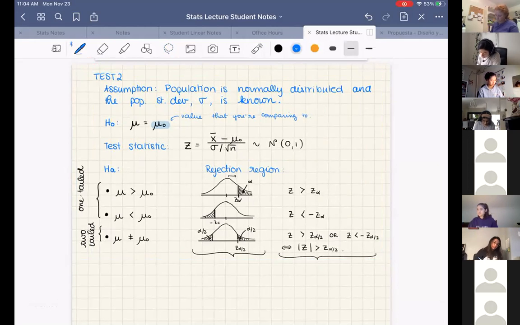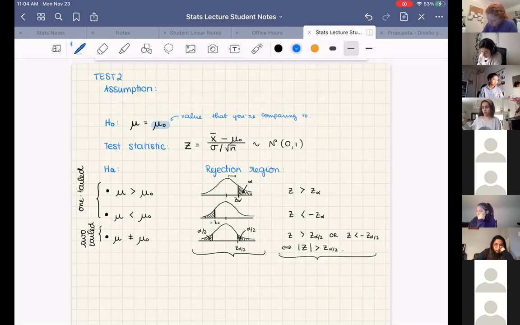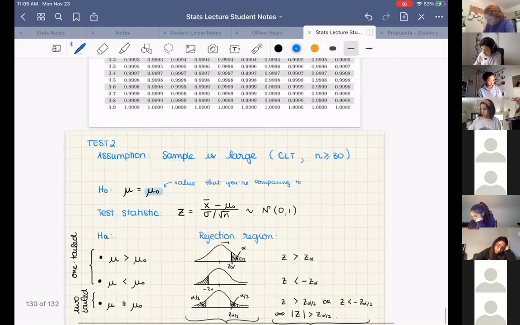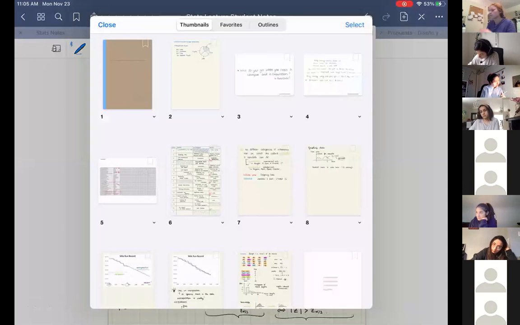our assumption is going to be that the population is normally distributed. We can drop that the standard deviation for the population is known. All that we have to say is that the sample is large. Remember, because this is from the central limit theorem, and we're going to say that this is true for a sample that has 30 observations or more.